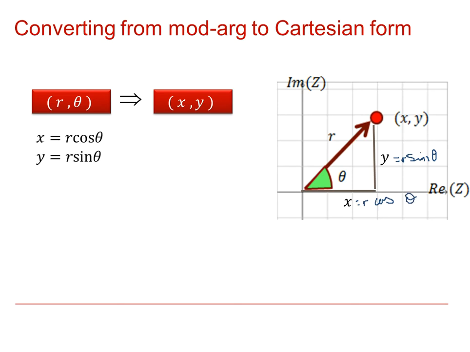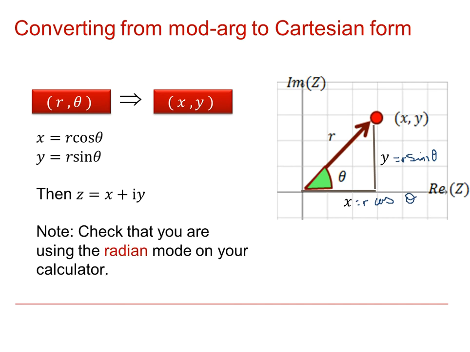So, given r and theta, x is r cos theta and y is r sine theta, and then we can substitute those to give us x plus iy in Cartesian form. We need to just remember that the angle for the argument is given in radians, so you need to calculate in radian mode on your calculator.